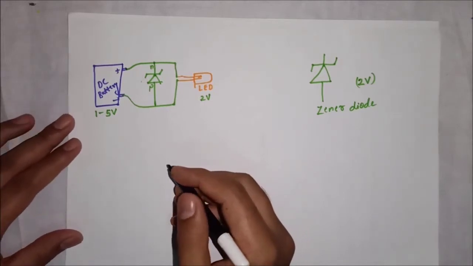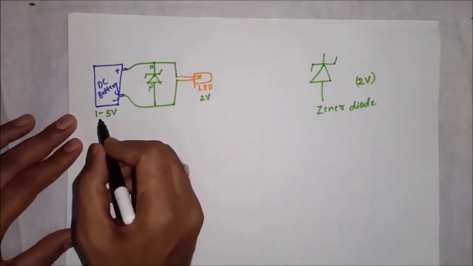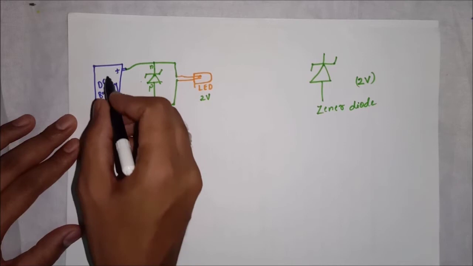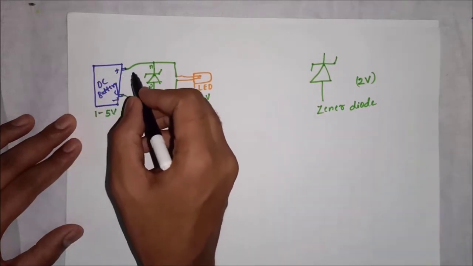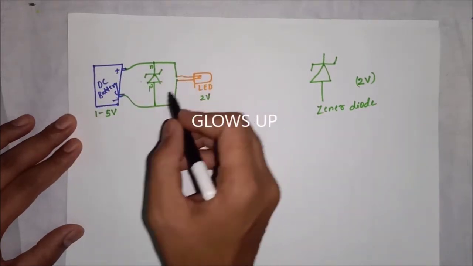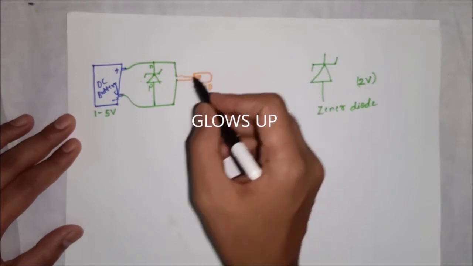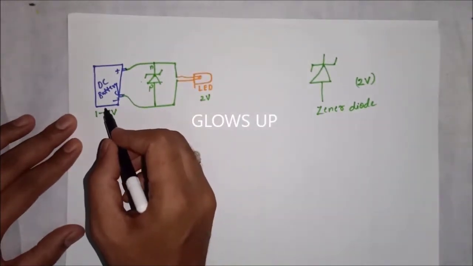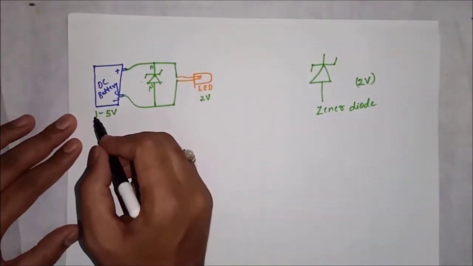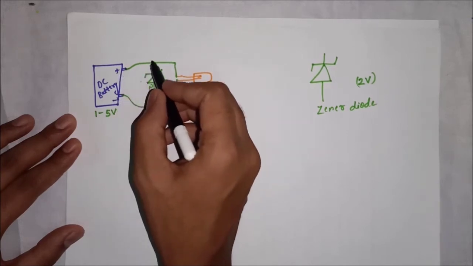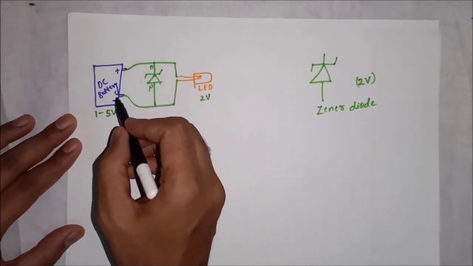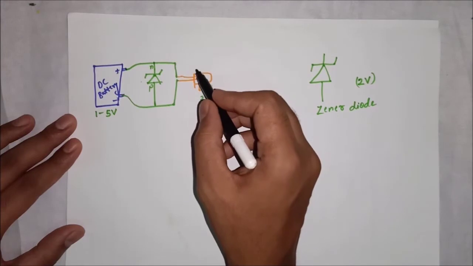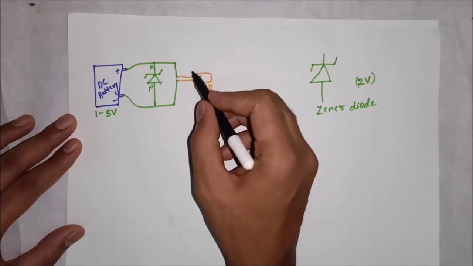And the final conclusion is that if the voltage is below 2 volts, the current goes into the LED and it glows. But when the voltage is more than 2 volts, then what happens? The current goes into the diode and the LED doesn't glow, so that it is protected from the high current.